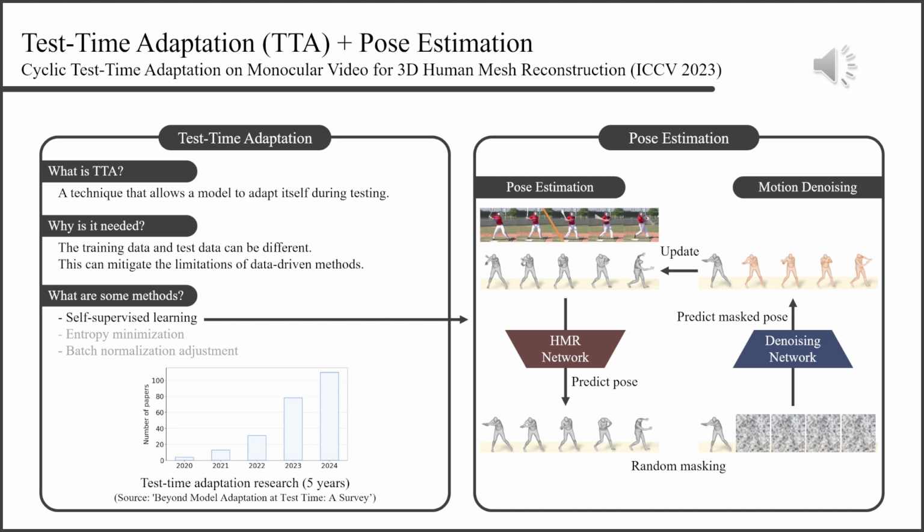HMR network. This process is repeated 12 times, ensuring that even if the distribution of test data differs from the training data, the model maintains stable performance and improves the reliability of the output. My presentation ends here, and thanks.